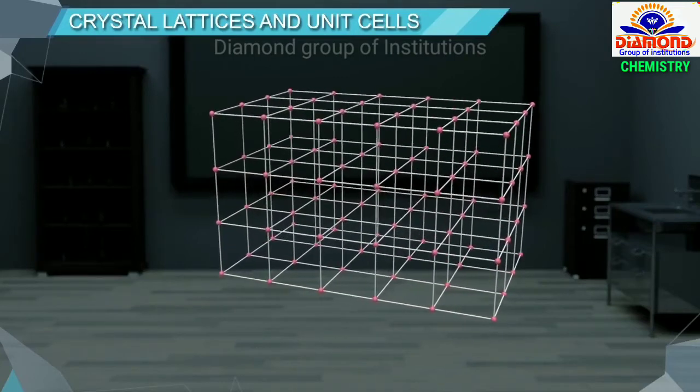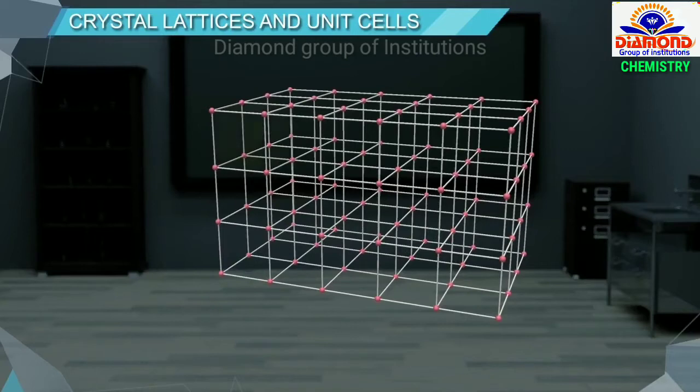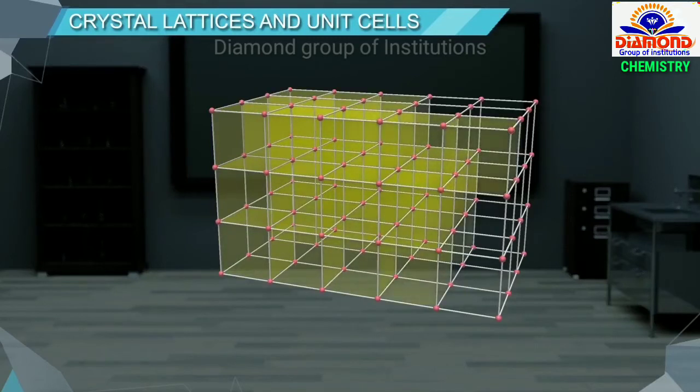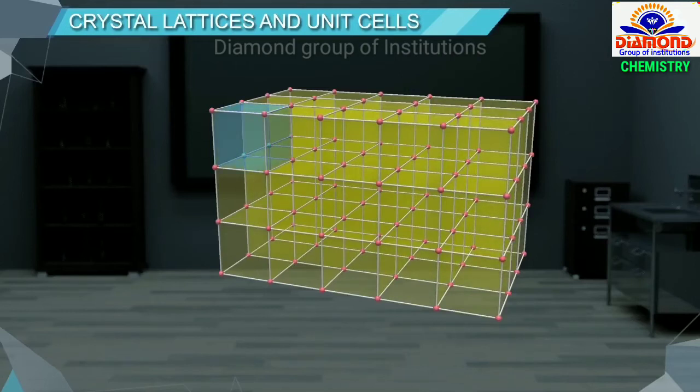Now, if we observe this crystal lattice, we can notice that there is a small group of lattice points that repeats itself again and again to form the entire crystal lattice. This small group of lattice points is known as a unit cell. Therefore, a unit cell is the smallest portion of a crystal lattice, which, when repeated in different directions, generates the entire lattice.